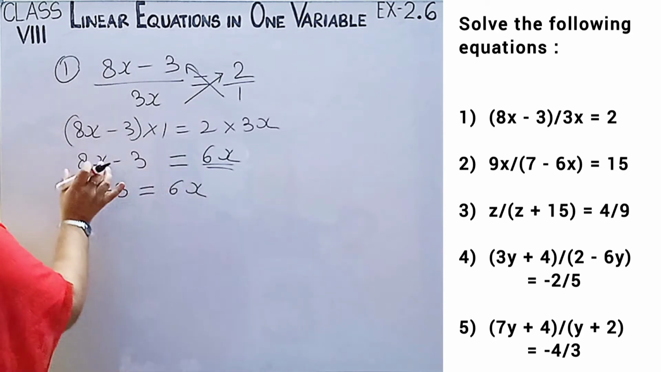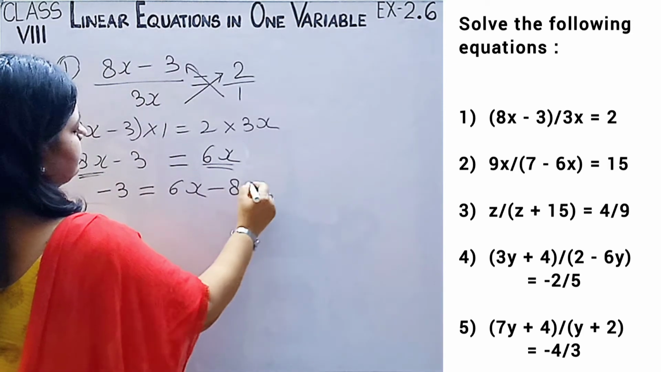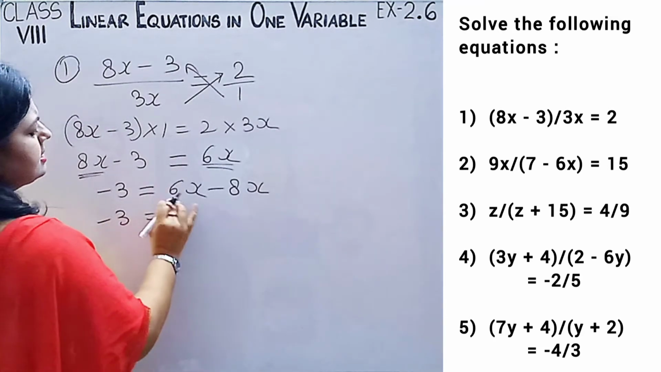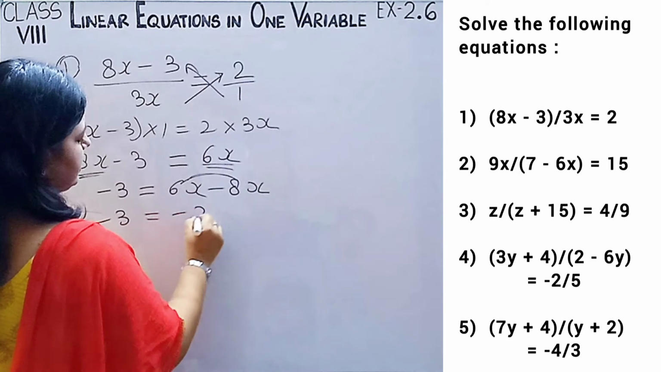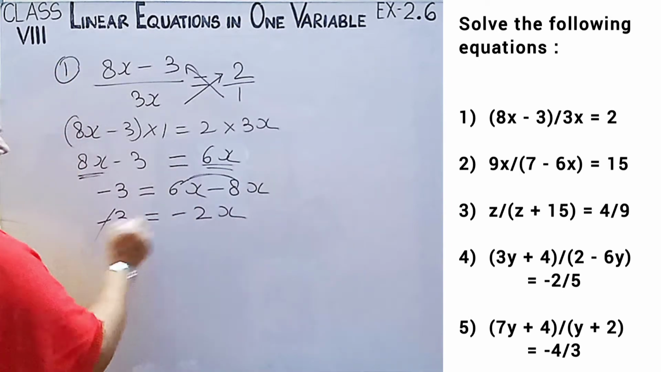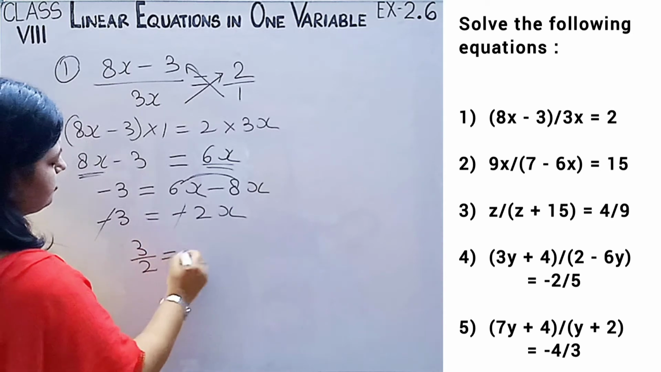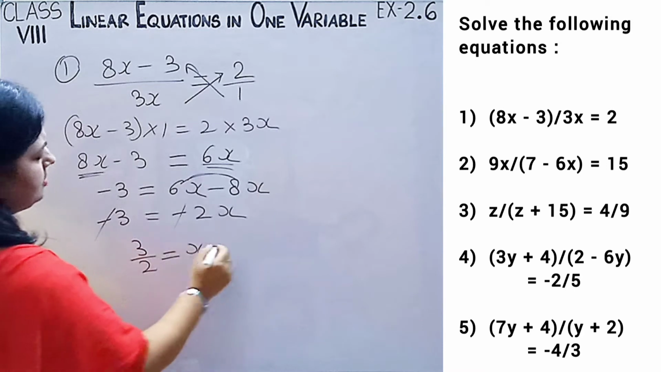We will transpose 8x from left to right. So it will become minus 8x. So minus 3 is equal to 6x minus 8x. So we get minus 2x. Now minus minus cancel out. 3 upon 2 is equal to x. So value of x is 3 upon 2. Answer.